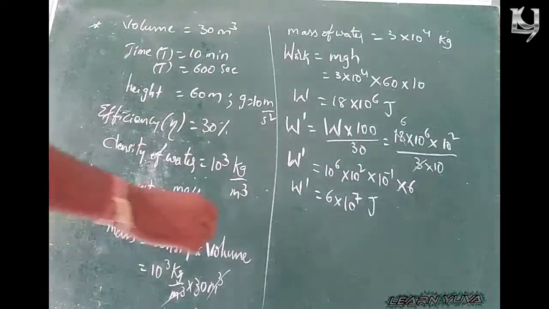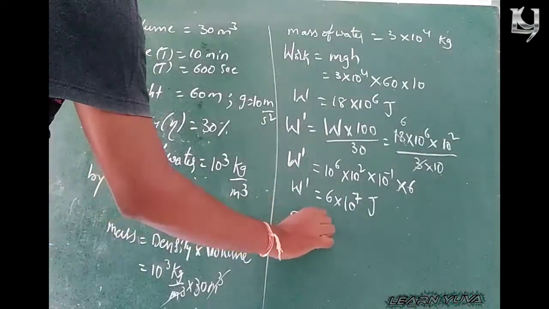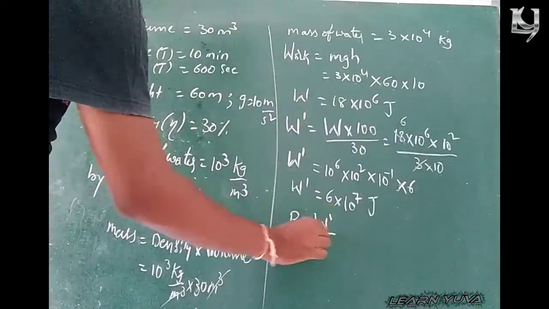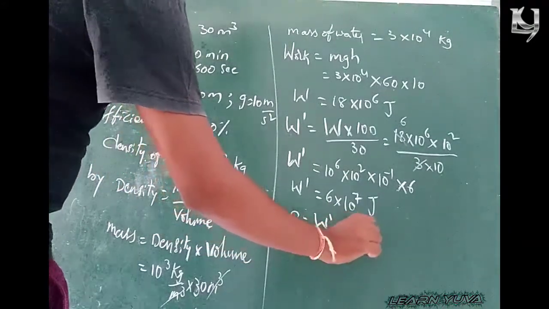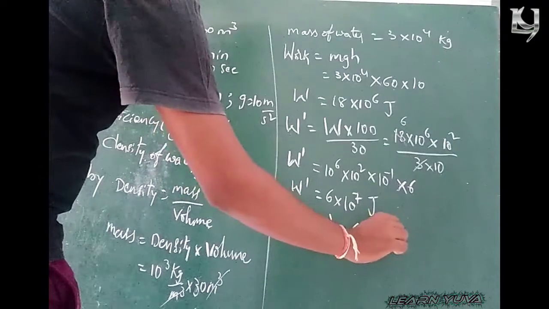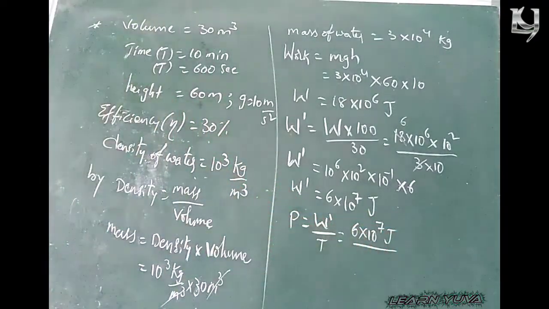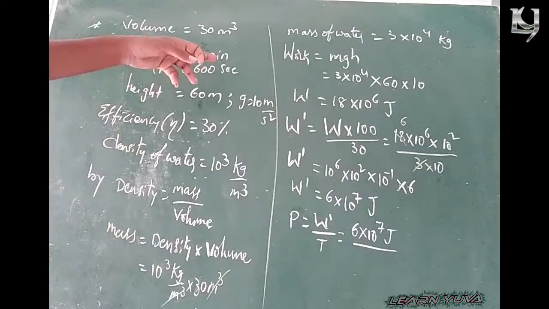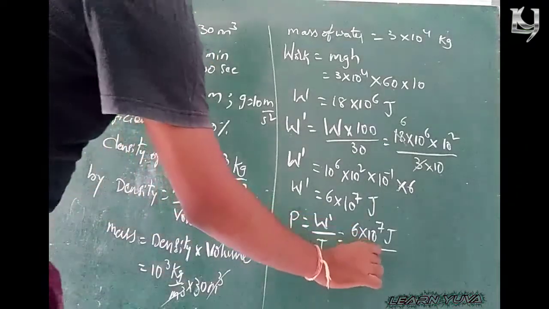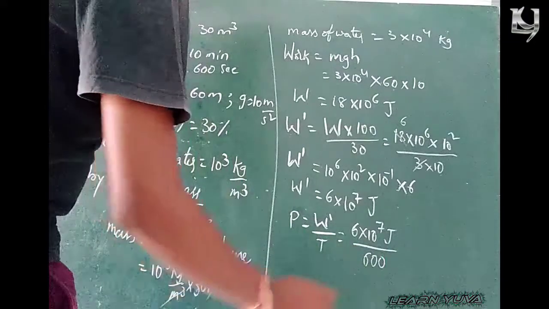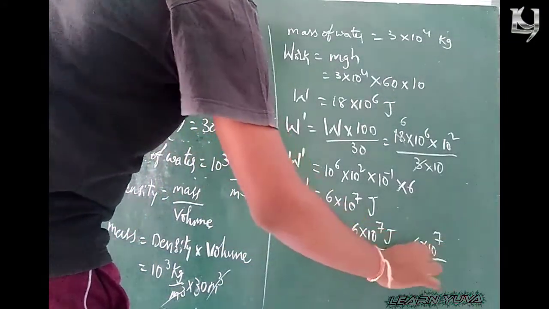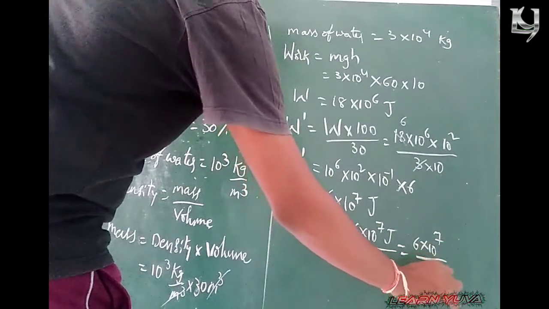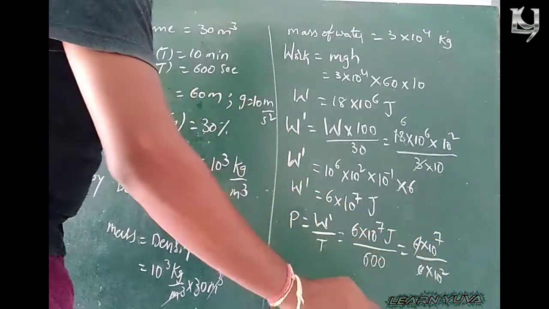So to this work done with 30% efficiency, we are calculating the power. So power is equal to the formula, work done with 30% efficiency by time taken. Work done is 6 into 10 power 7 joule by, what is the time taken? The time taken here is 10 minutes. 10 minutes is nothing but 600 seconds. So 600 I am writing as 6 into 10 power 2. So 6 into 10 power 7 by 6 into 10 power 2, 6 and 6 get cancelled.